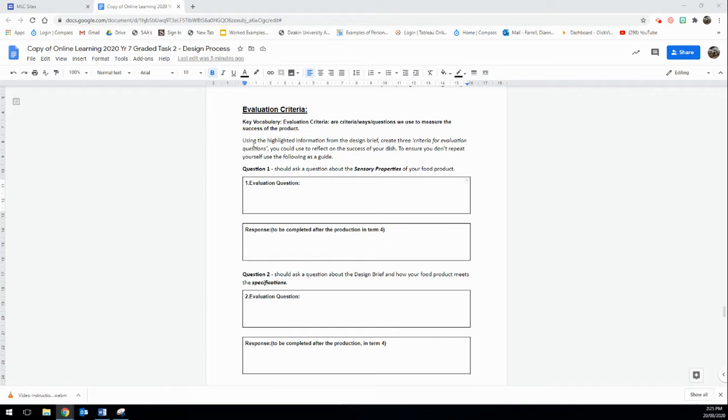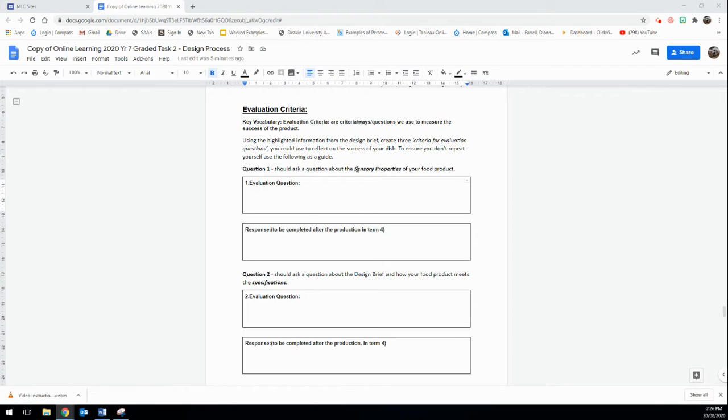So here we go. Using the highlighted information from the design brief, create 3 criteria for evaluation questions you could use to reflect on the success of your dish. To ensure you don't repeat yourself, use the following as a guide. So question 1 should ask the question centered around sensory properties of your product, okay, which is a savory muffin. So the evaluation question could have anything to do with the sensory properties.